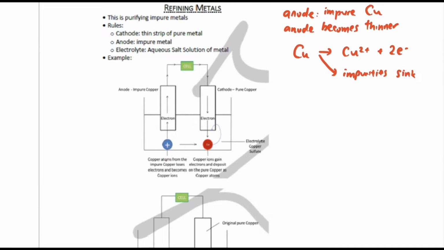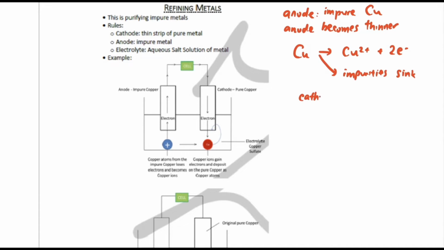Copper atoms from the impure copper lose electrons and become copper ions. So as you can see, impure copper loses electrons and becomes copper ions. Copper ions gain electrons and deposit on the pure copper as copper atoms. So that is what happens at the cathode.